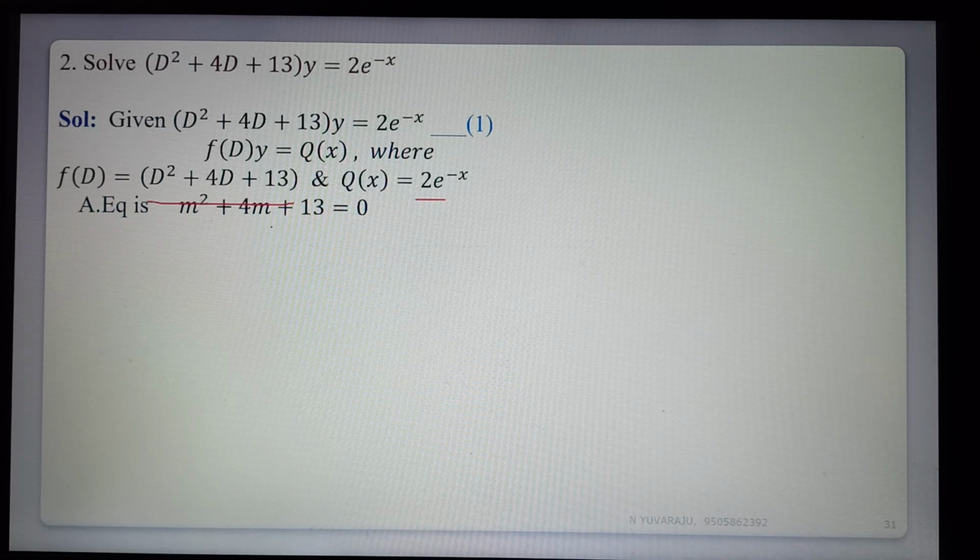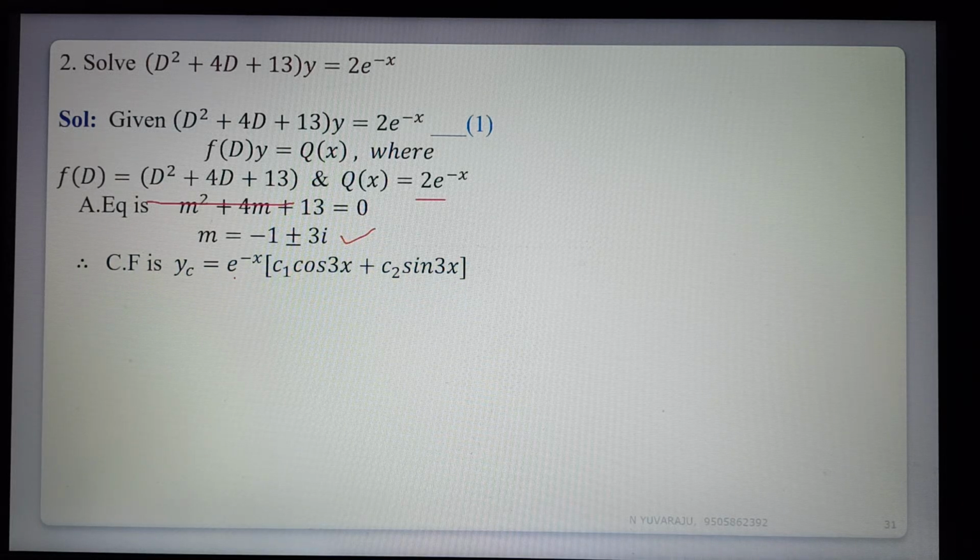First take the auxiliary equation: m square plus 4m plus 13 is equal to 0. Take the roots: minus 1 plus or minus 3i. This is in a plus or minus ib form, complex roots. So yc, the complementary function, is e power minus x into (c1 cos 3x plus c2 sin 3x).